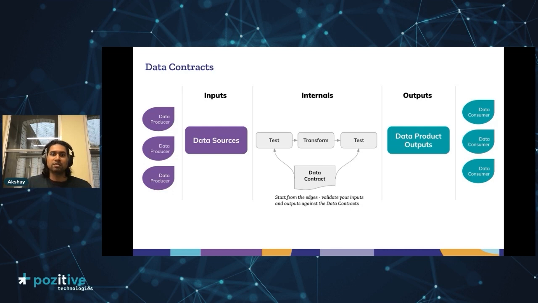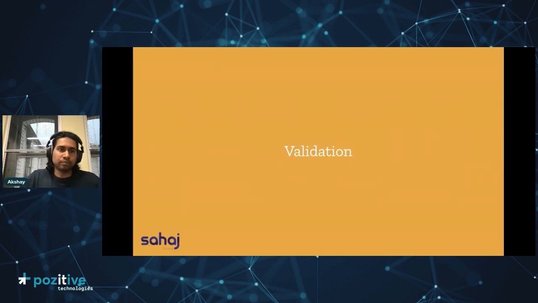The reason it helped us is because since this was an organization that was fairly big, we really had to start somewhere. And so we started with the edges, basically understanding the contracts from the producers, testing them every time we ran the pipeline. And then similarly, whenever the outputs were produced, we also tested our own contracts to make sure they were meeting the needs of our consumers.